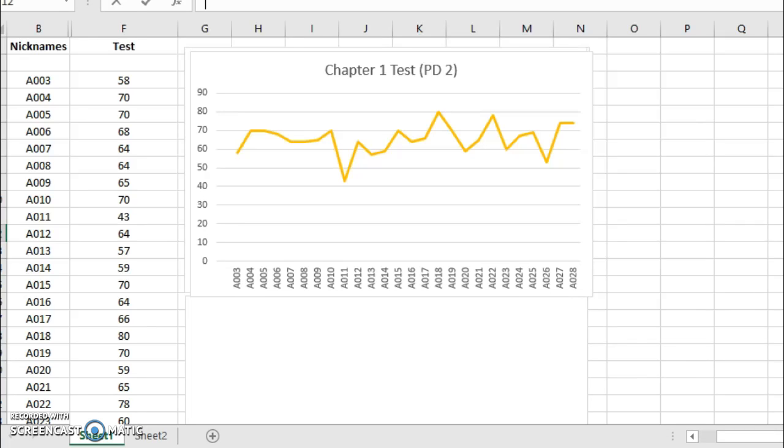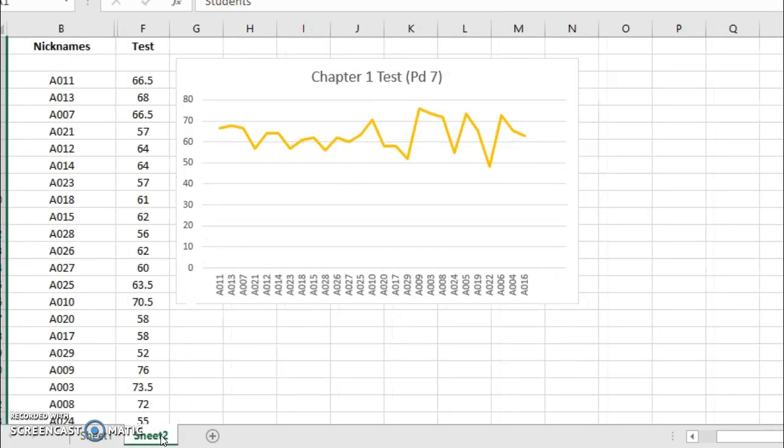So the median was an 85.5. The mode, the most received, was a 70 out of 80. And the mean was 65.4. So in the test, let me show you the other graph real quick, and then I will talk about the test. And this is period 7.